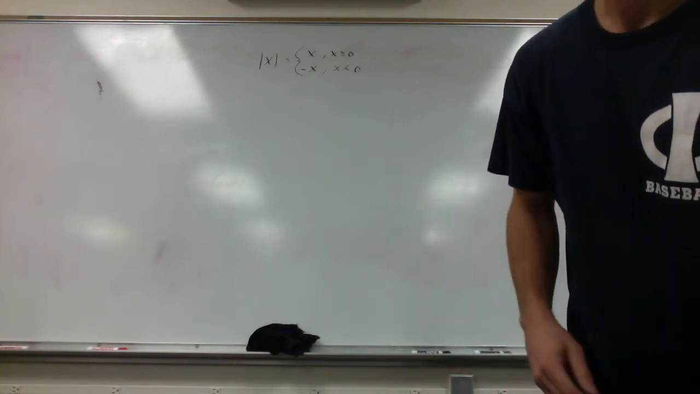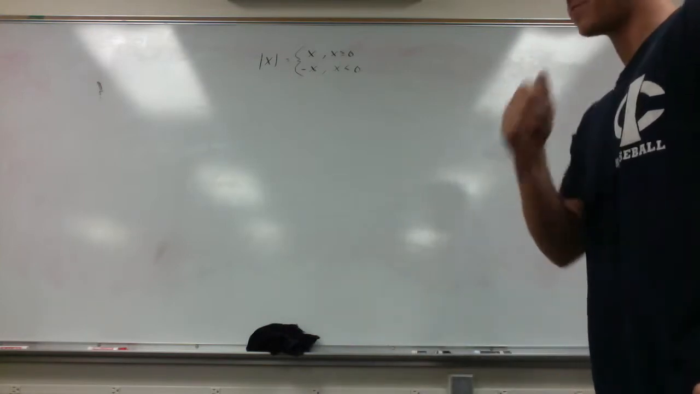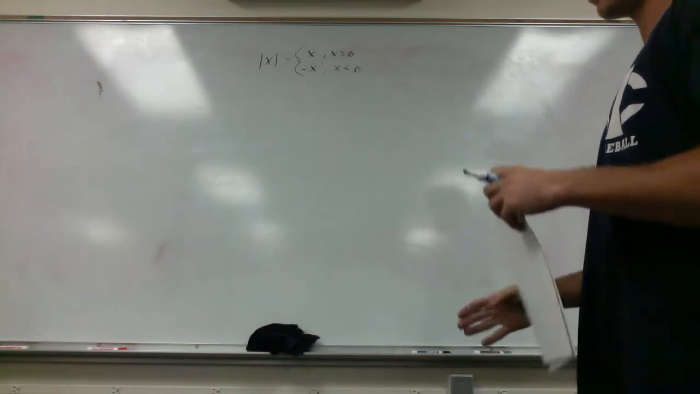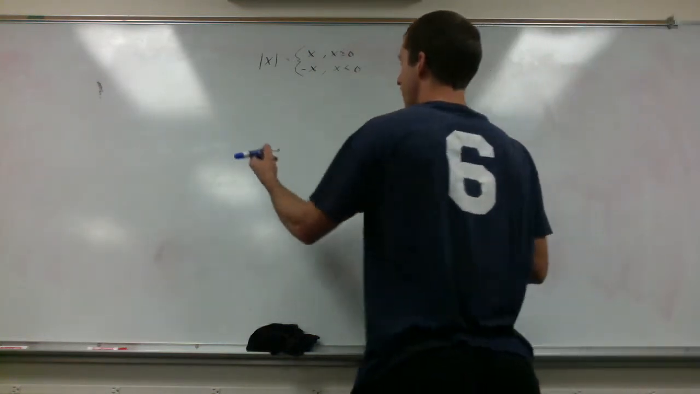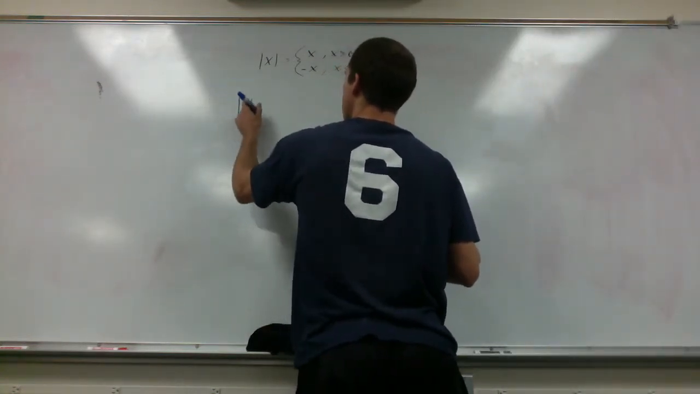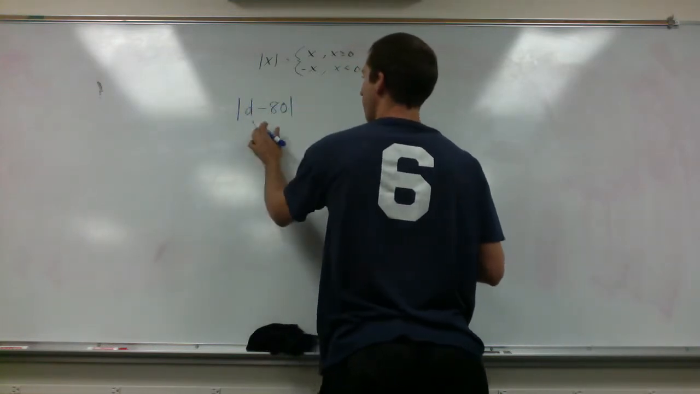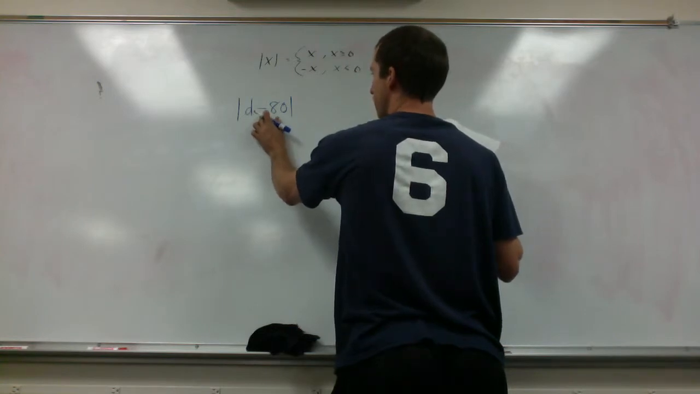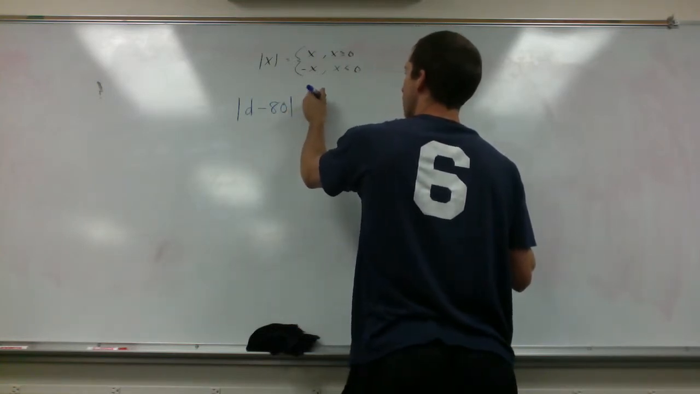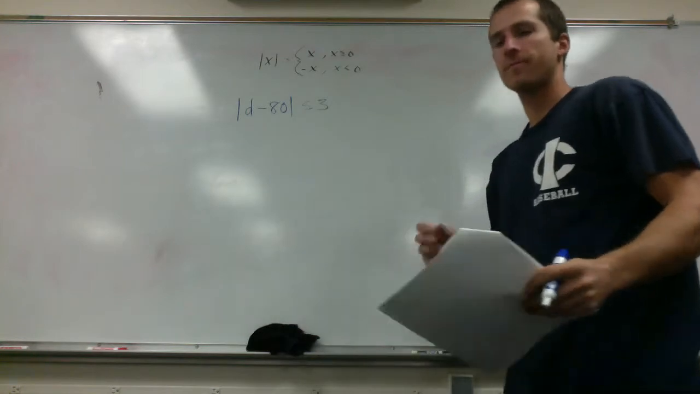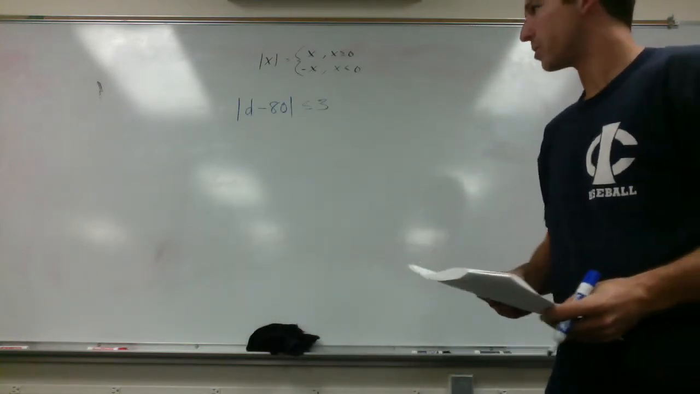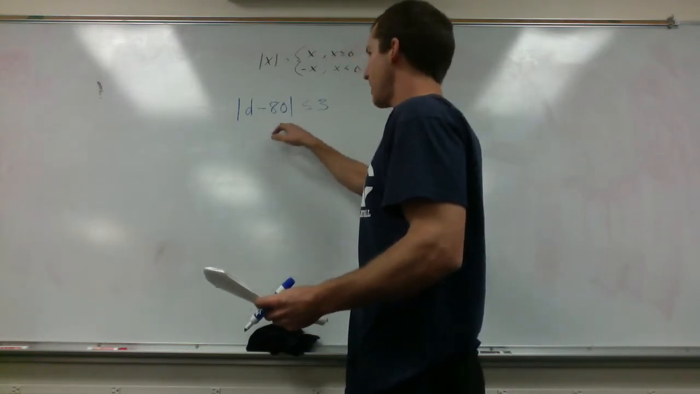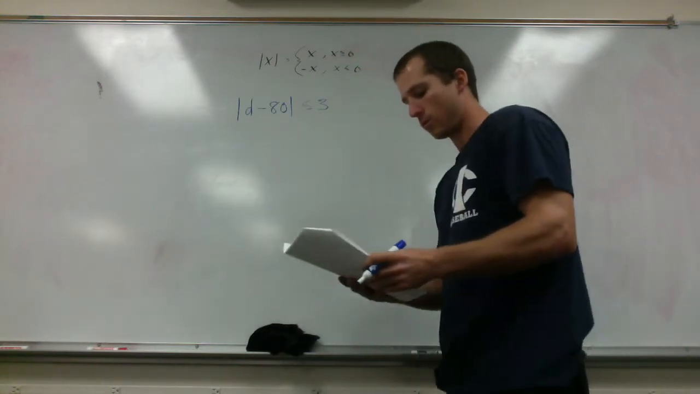So when I'm writing this inequality, I'm thinking to myself, however far I am from 80, it has to be less than or equal to 3. So there's where your absolute value can come in. D is the diameter. Its difference from 80 has to be less than or equal to 3 units. Otherwise, we've got to recalibrate the machine. So D's difference from 80 has to be less than or equal to 3, otherwise we've got to start over.